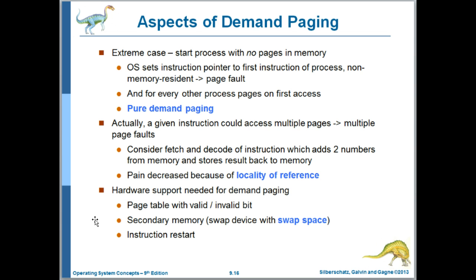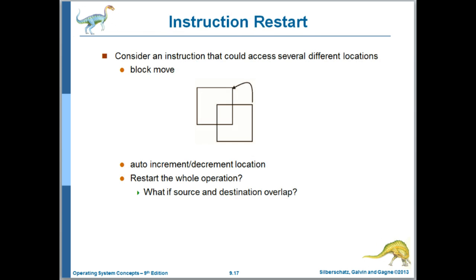And as we've already talked about, the hardware that we need to support demand paging are swap space, the ability to restart instructions, and a page table with a valid/invalid bit. Instruction restart can be kind of tricky, particularly with respect to CISC architectures, and that's all I really want to say about that. This is more an architectural issue than an operating systems issue.